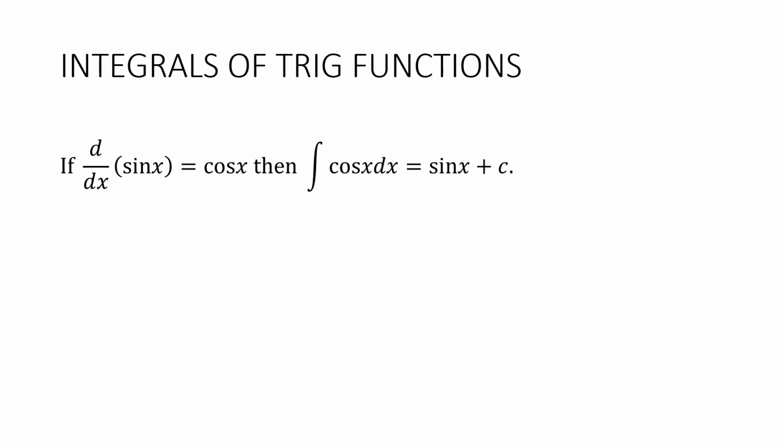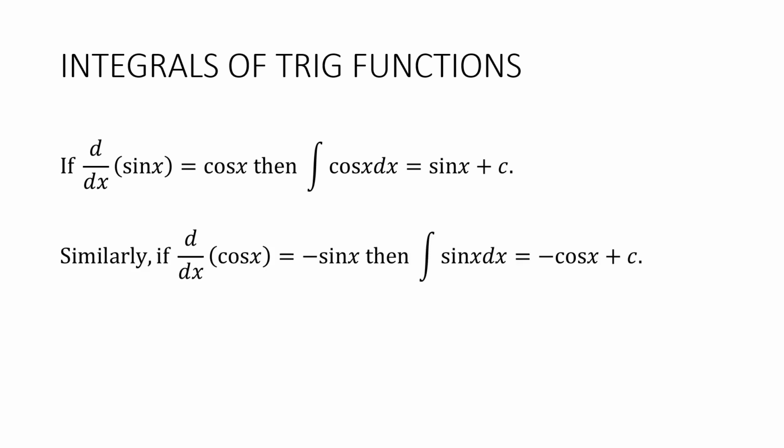Now let's look briefly at integrals of trig functions. We know the derivative of sine x is cos x. So therefore, the integral of cos x dx must be sine x plus c. Similarly, we know the derivative of cos x is negative sine x. So therefore, the integral of sine x dx must be negative cos x plus c. And then thirdly, the integral of sec squared x dx is tan x plus c.